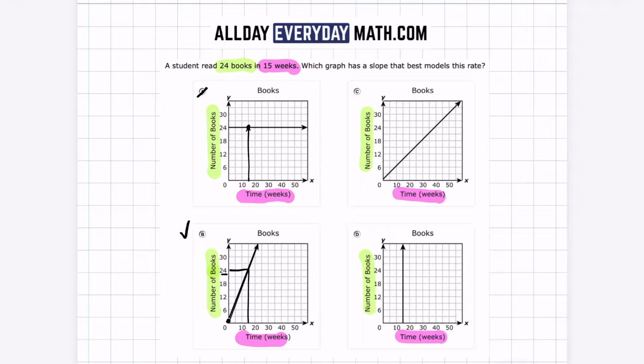Letter C, we're going to do the same thing. X equals 15, go straight up, and we have a y value of approximately 9 or 10, and so that is not going to work.